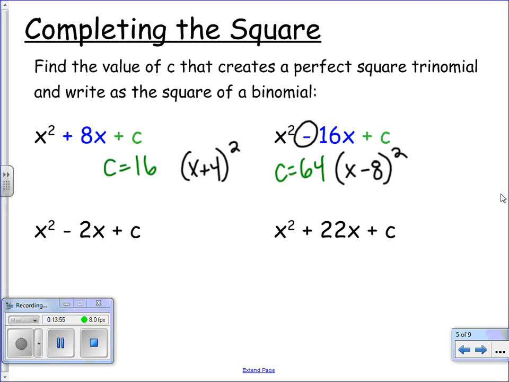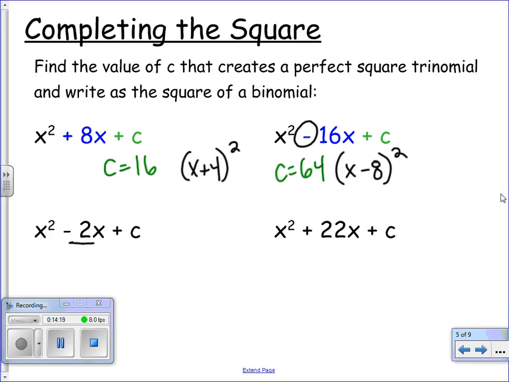Okay, I'm going to go over the ones on the board just really quickly. And this first one is worth mentioning a couple of things about. Think about what Damon said for the second problem, x squared minus 16x plus c. He said that to get the number 64, he takes half of the middle term, and then he squares it. So what's half of negative 2?